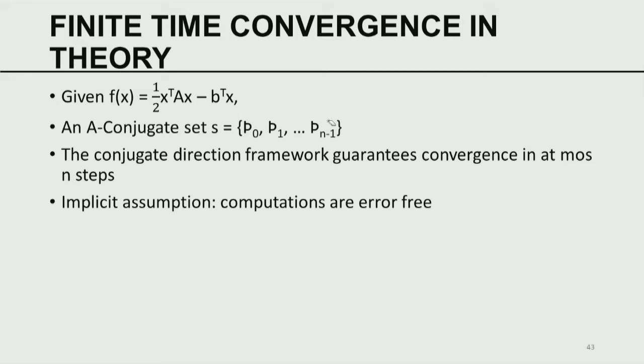Which we are now going to state explicitly. So given f of x is equal to x transpose Ax minus b transpose x, given a set of conjugate directions, the conjugate direction framework guarantees convergence in at most n steps, that means finite time convergence.